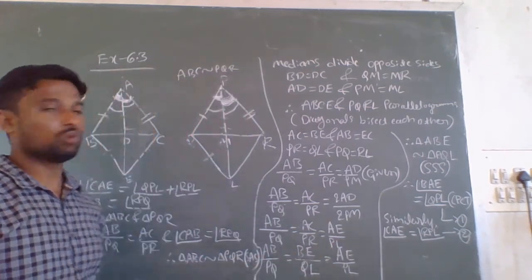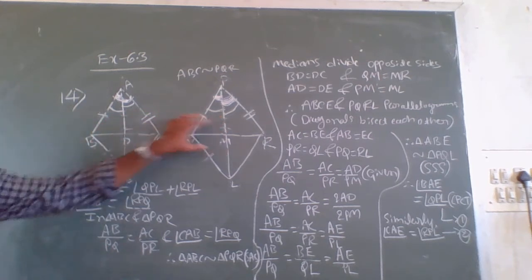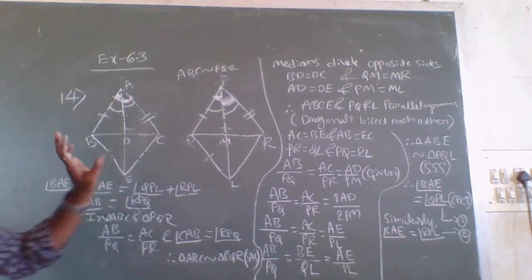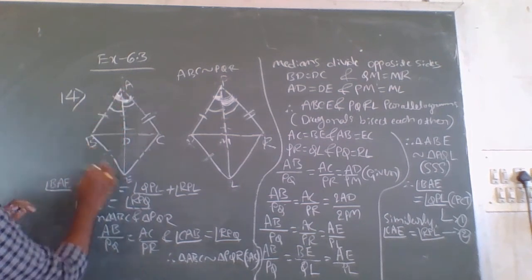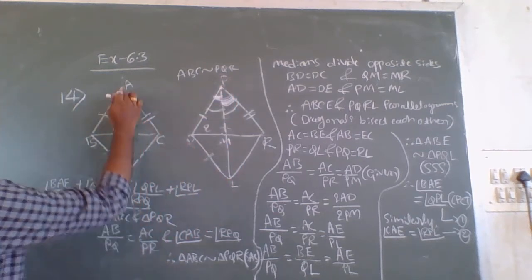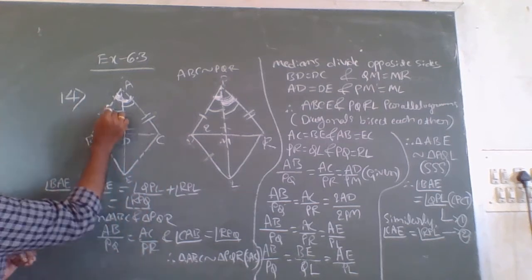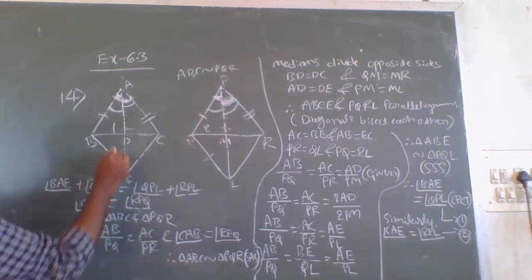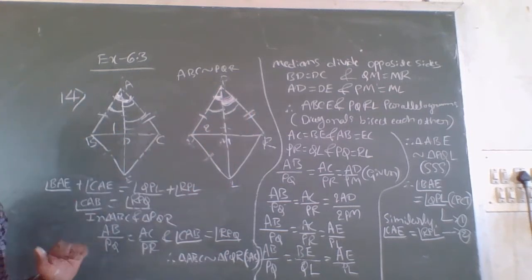So in the second step, what did you do here? In the first step, we proved these two are parallelograms. In the second step, these two triangles, PLQ and AEB, are similar. If these two are similar, these two angles are equal. Therefore, we can prove that these two angles are also equal in the second step.